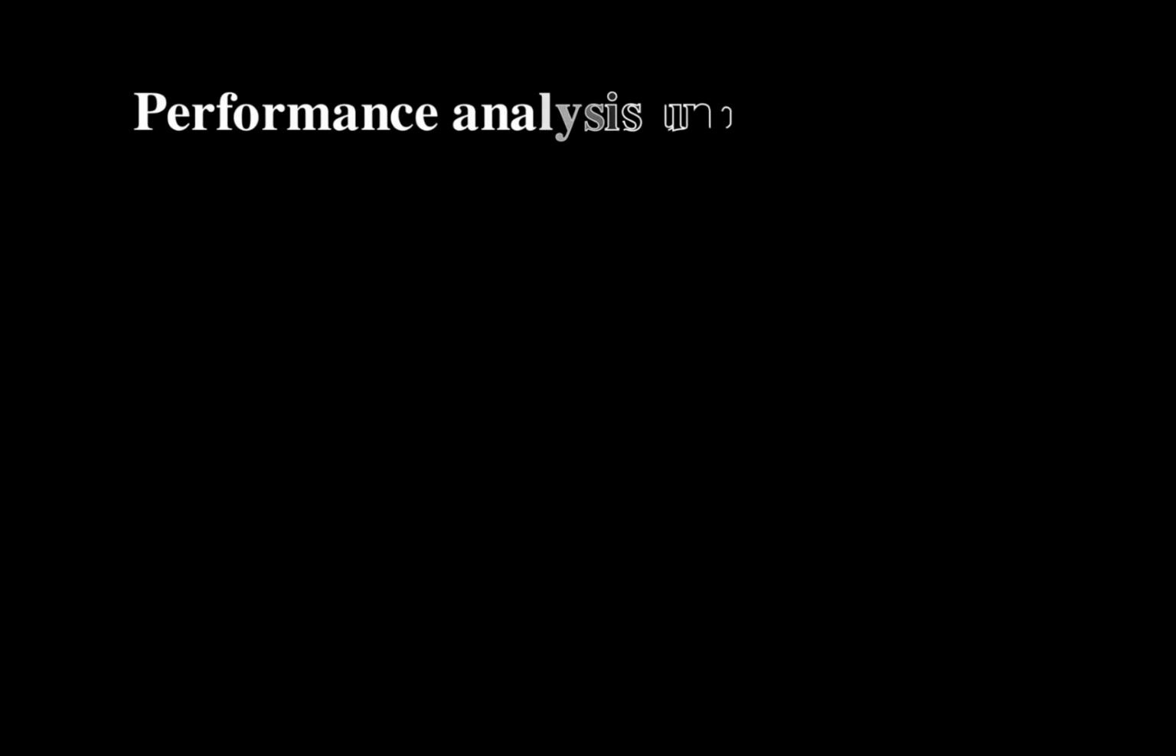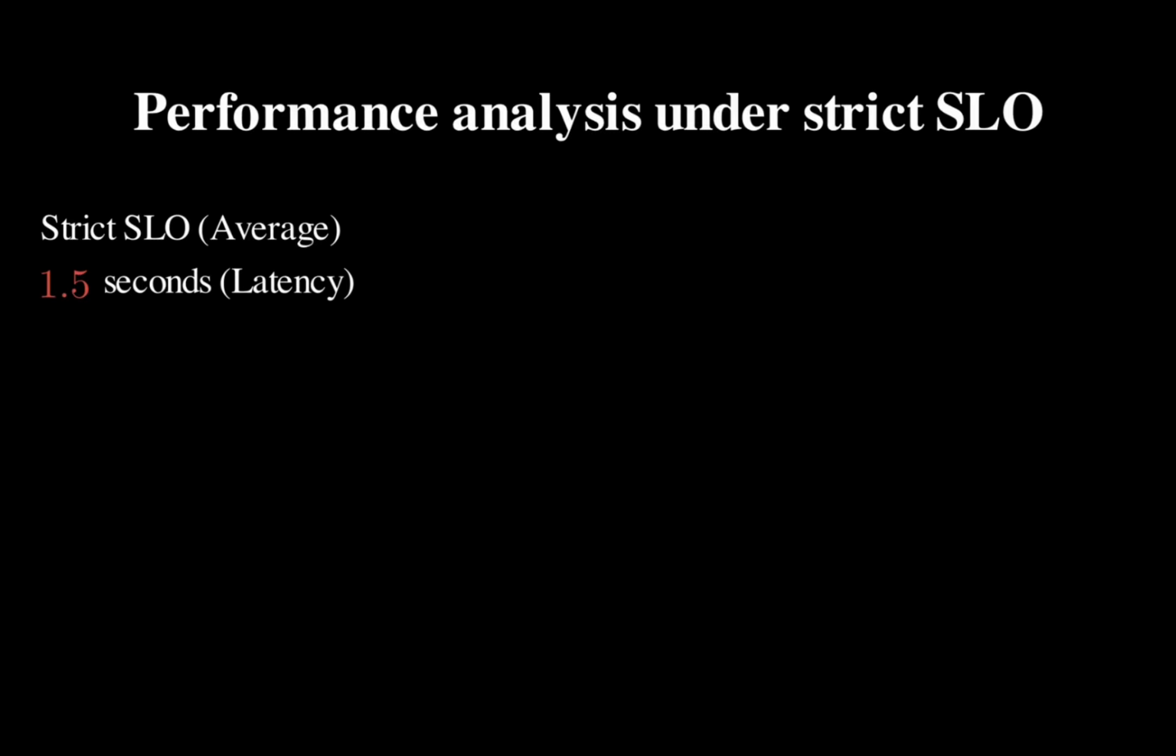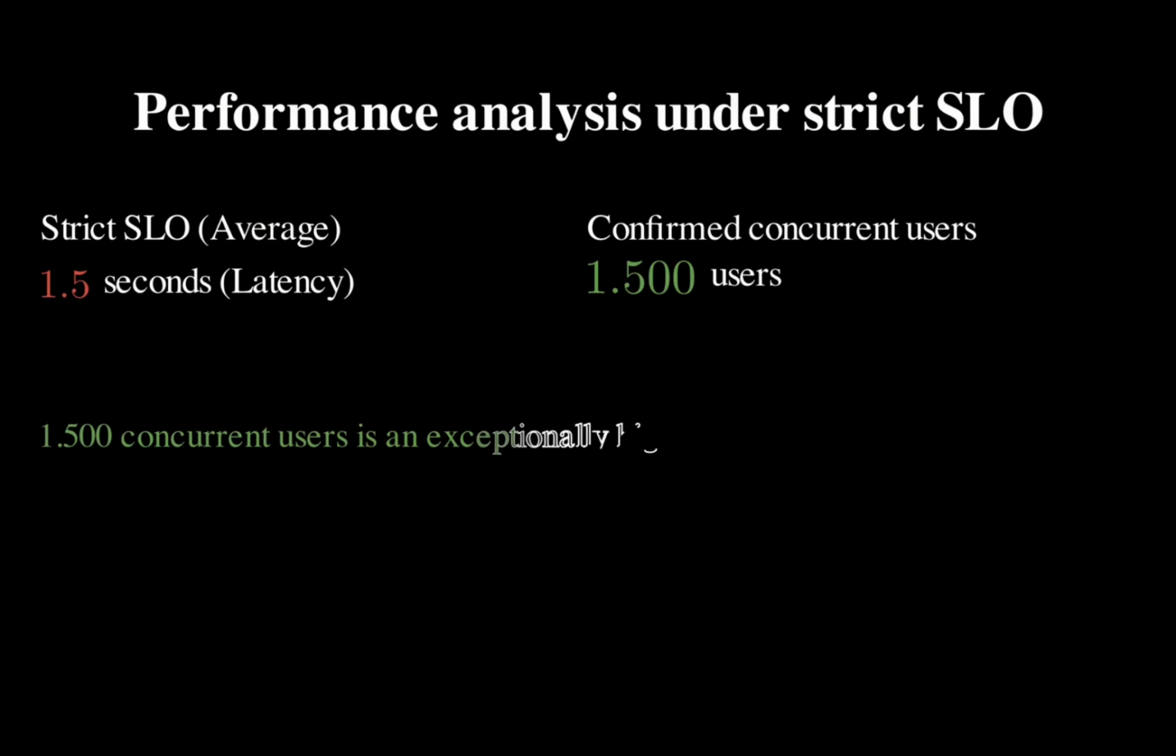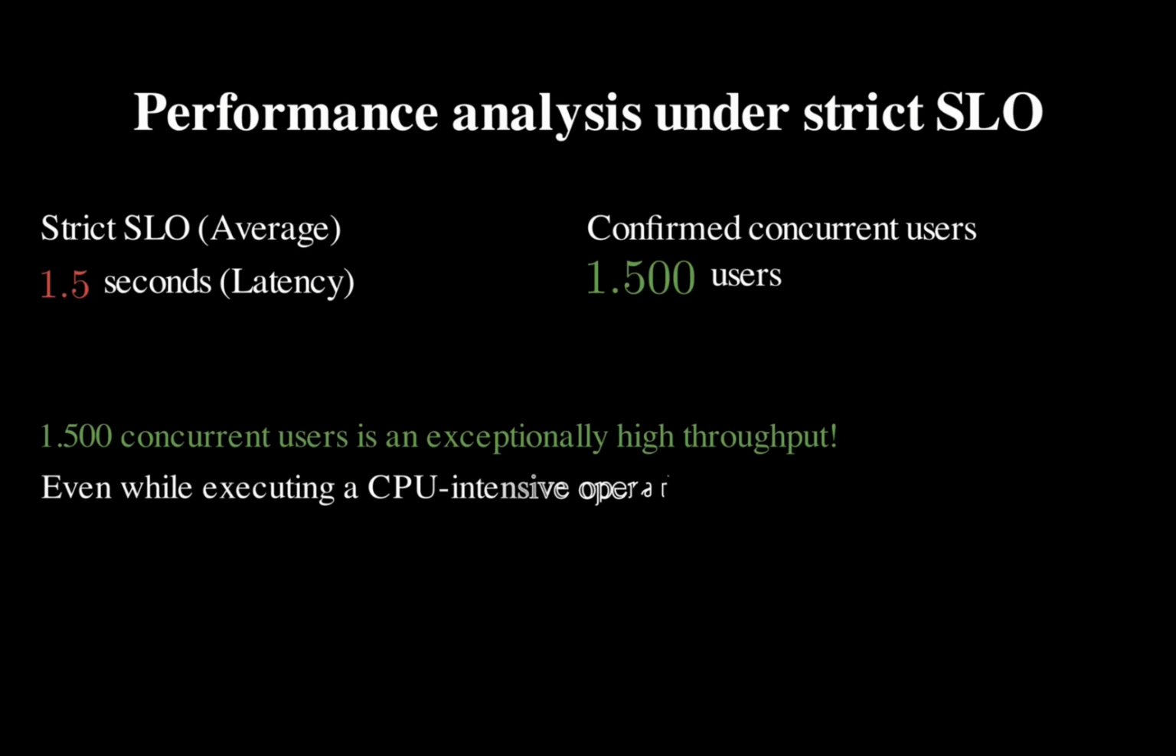If we were to be highly strict with our service level objectives and define our average acceptable latency at 1.5 seconds, our current infrastructure could comfortably handle about 1500 concurrent users. That is an incredibly high throughput for an authentication system where the hashing operation is computationally intensive.